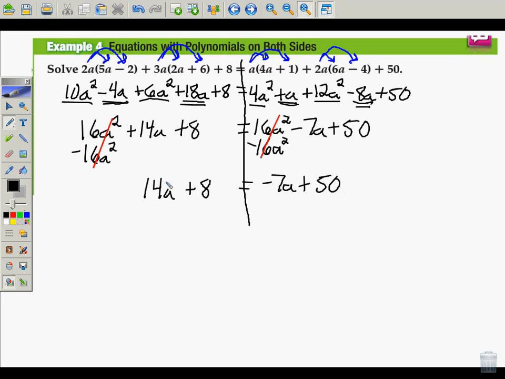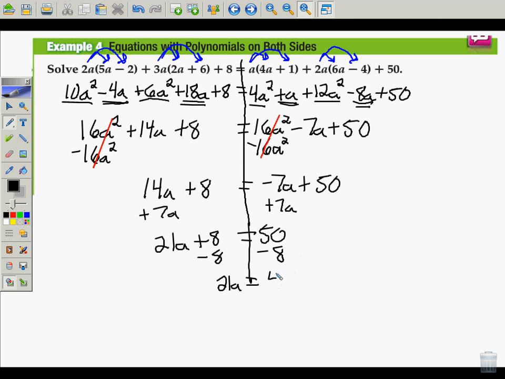And it only took us 3 steps to get there. So in 3 steps it turns into a problem that we should be confident solving. So to do this, I want to get my a's together. I'm going to add 7a to each side. I get 21a plus 8 equals 50. Subtract 8 from each side. 21a equals 42. Divide each side by 21. And you get a equals 2. And that is your answer.